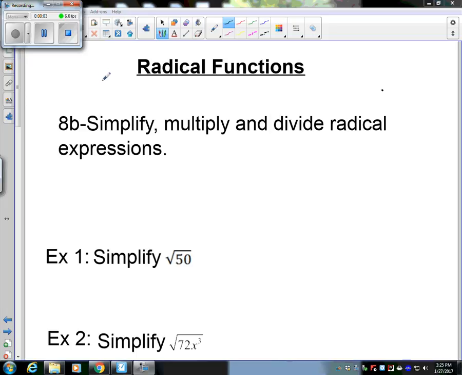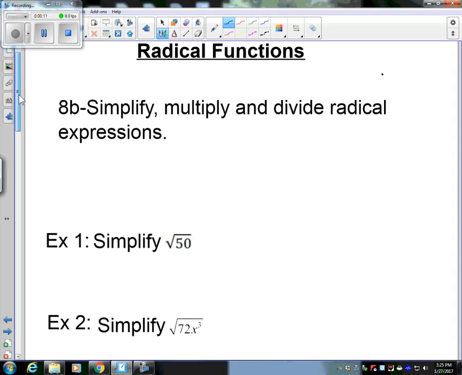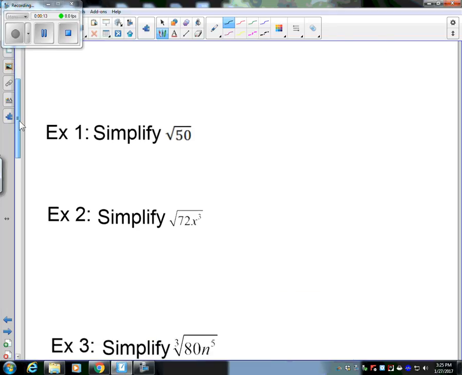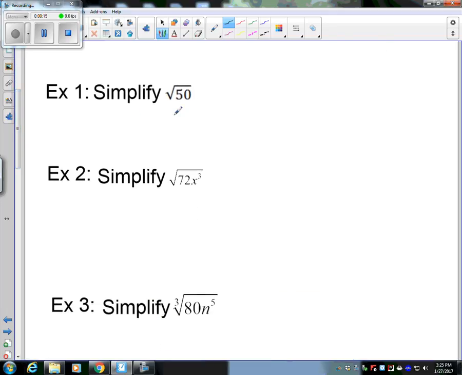Welcome to 8b, which is simplify and multiply and divide radical expressions. In class we did some simplifying and some of you actually did multiplying, but I'll run through them quickly again anyways. To simplify the square root of 50, you can do it two ways.